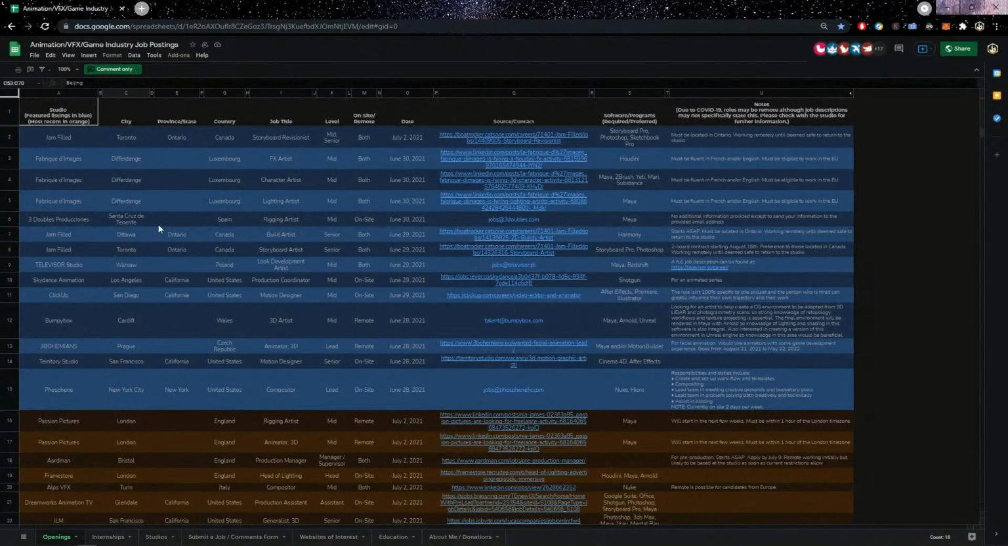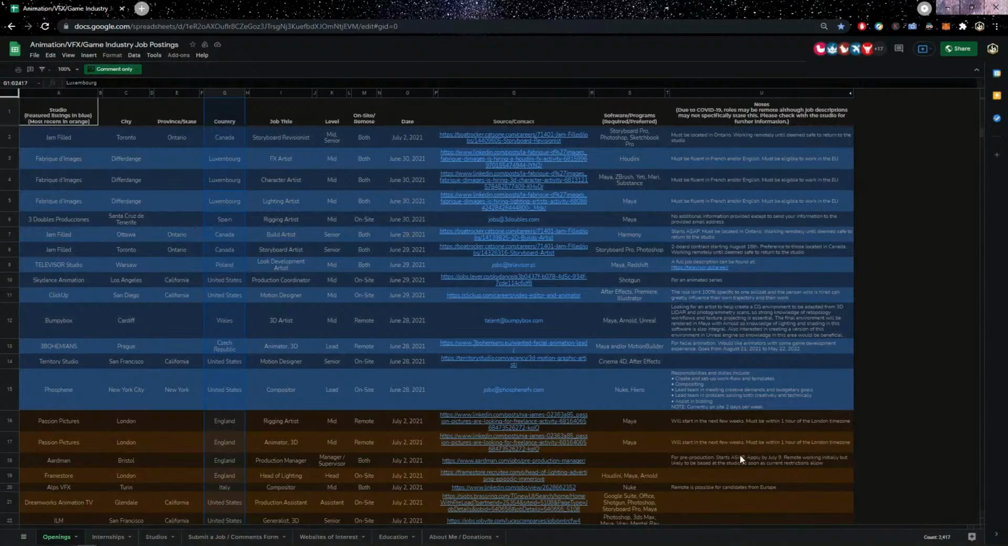But basically put, this spreadsheet right here has every job posting that's related to animation, VFX, game industry over the past 3 months. So anything that's related to that, it's all right here, which is pretty sweet. Now, if we click on one of these boxes, we press Control A, we look down here at the bottom right, we can see that we have about 2,400 job postings in the past 3 months.